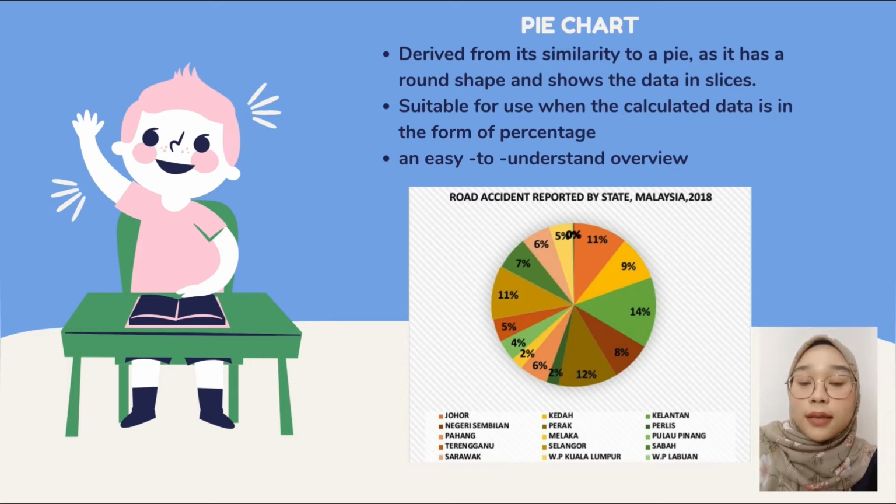For Sabah it is 7%, equivalent to 962 people. For Sarawak it is 6%, equivalent to 842 people. For Wilayah Persekutuan Kuala Lumpur it is 5%, equivalent to 664 people. For the last, Wilayah Persekutuan Labuan is 0%, equivalent to 43 people.